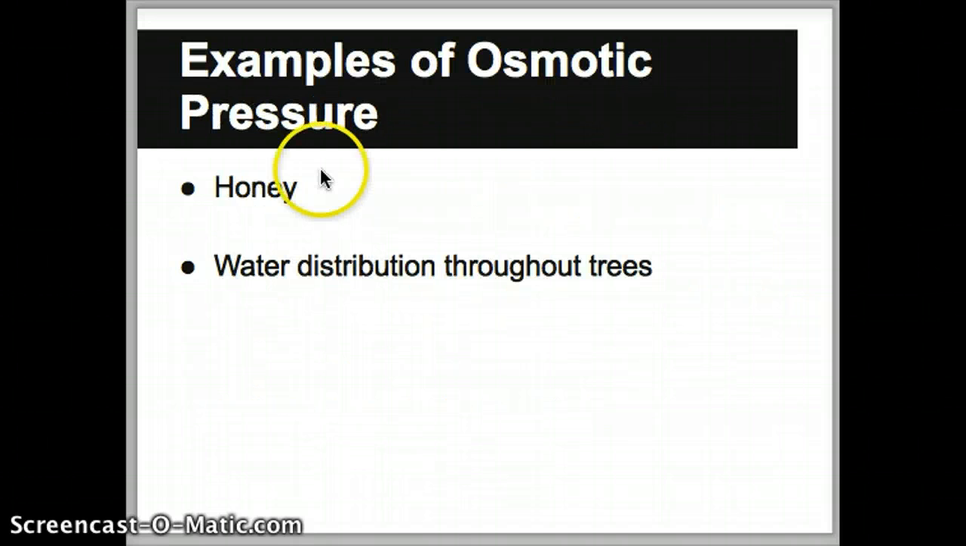Now, examples of osmotic pressure are honey and water distribution through trees. We can think of honey in that there's very high sugar concentrations in honey. So if you think of a bacteria, this is why honey remains stable for a long time without any refrigeration. If you think of a bacterial cell entering a solution of honey, the water in the bacterial cell will diffuse across the cell membrane into the honey where there is higher solute concentrations, and the cell will thus die.